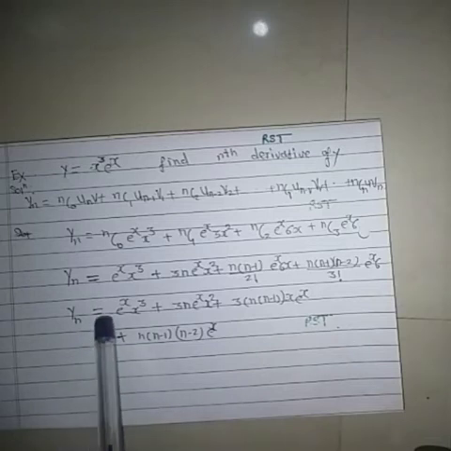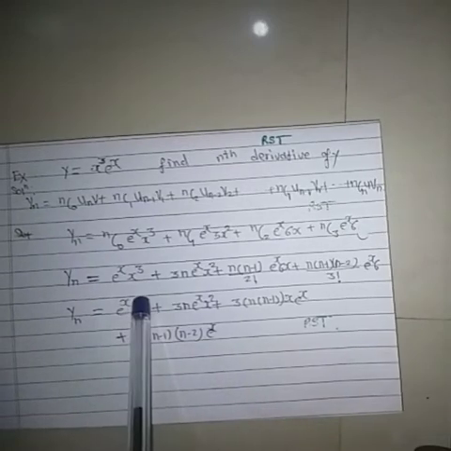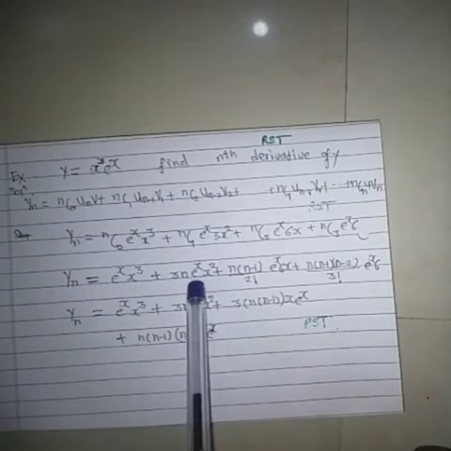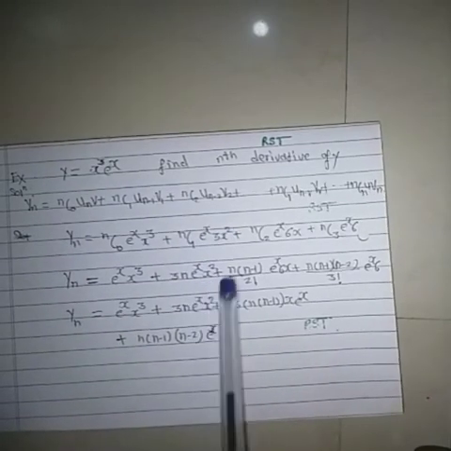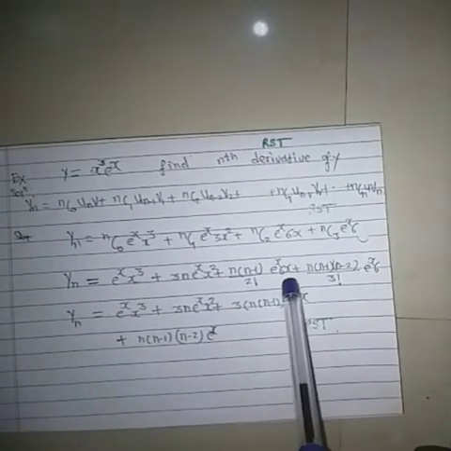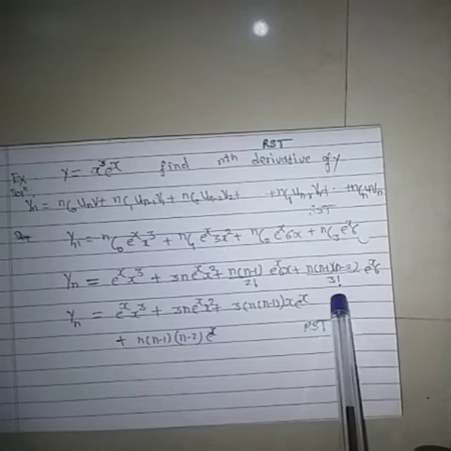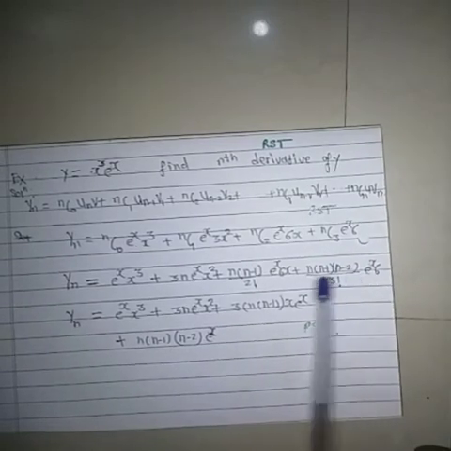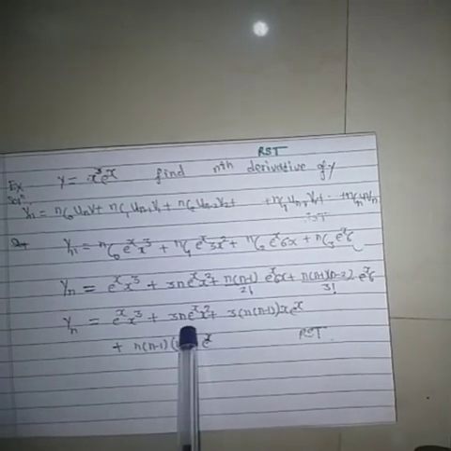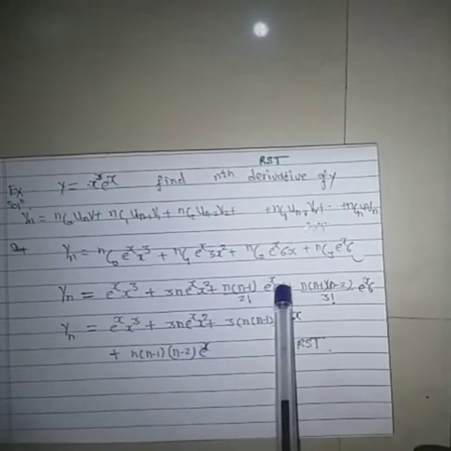So that y_n equal to, here nC0 is 1, so that we get y_n equal to e raised to x into x cubed plus nC1 is n, so that we get 3n e raised to x into x squared plus nC2 is n(n minus 1)/2 factorial e raised to x into 6x plus nC3 is n(n minus 1)(n minus 2)/3 factorial e raised to x into 6. So that we get y_n equal to e raised to x into x cubed plus 3n e raised to x into x squared plus 2, here there is 6.